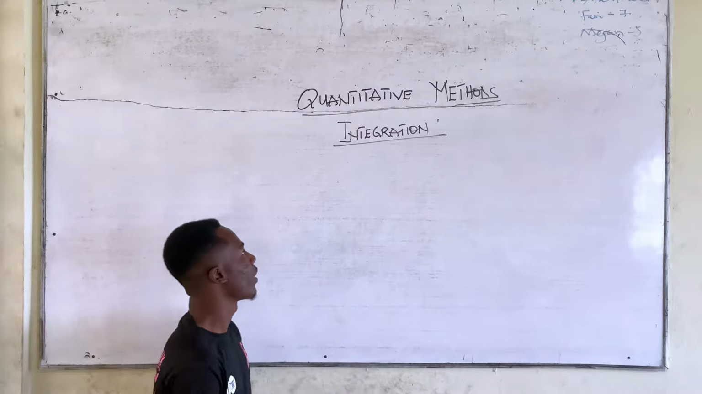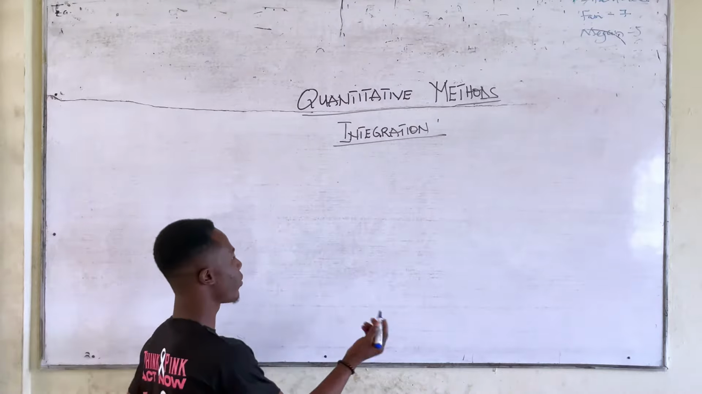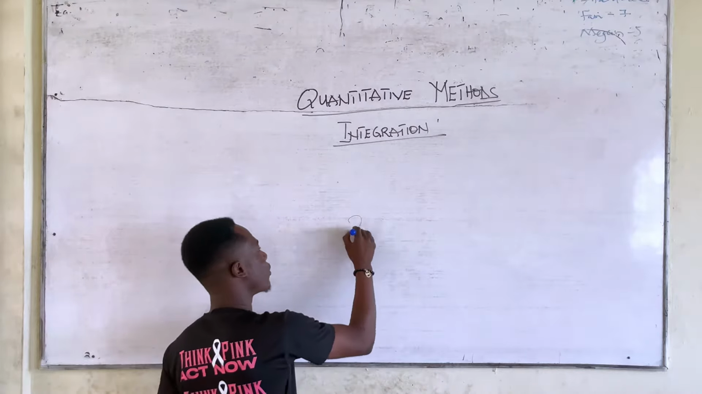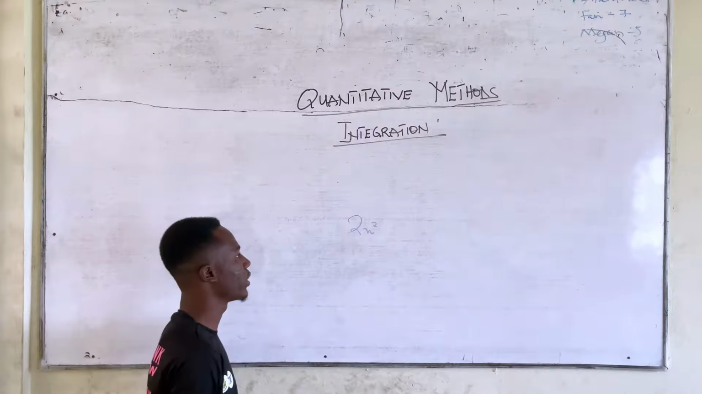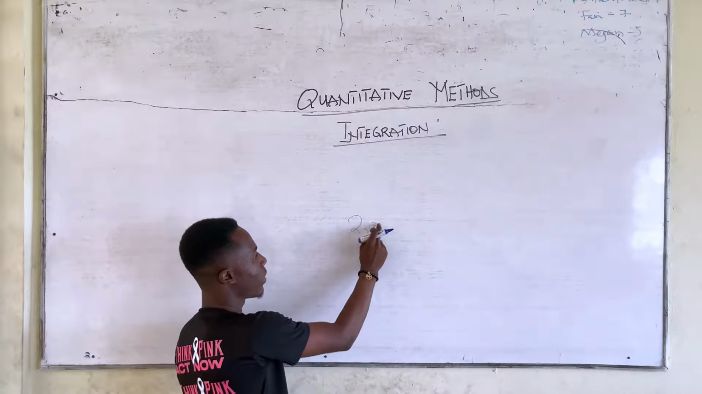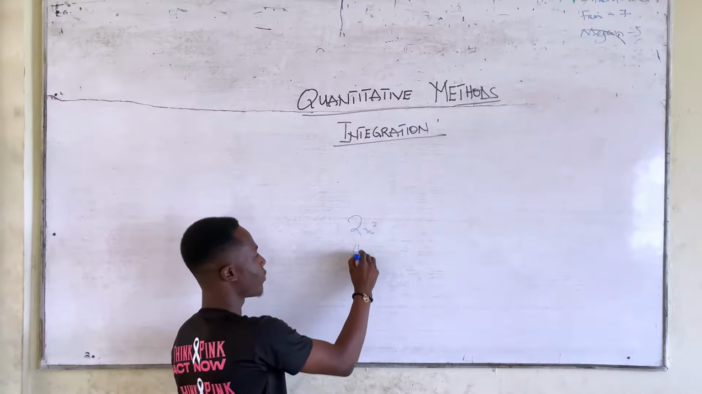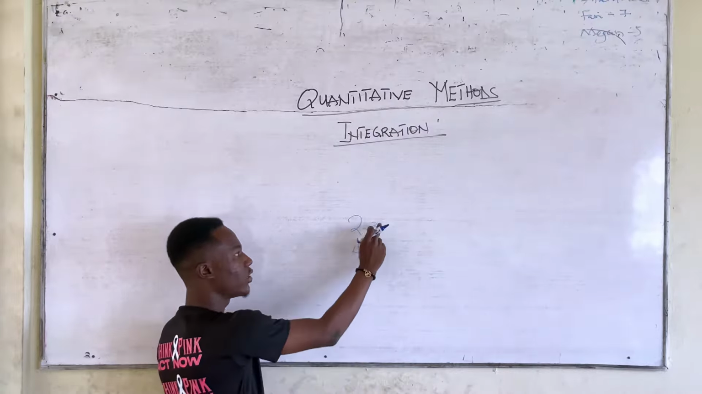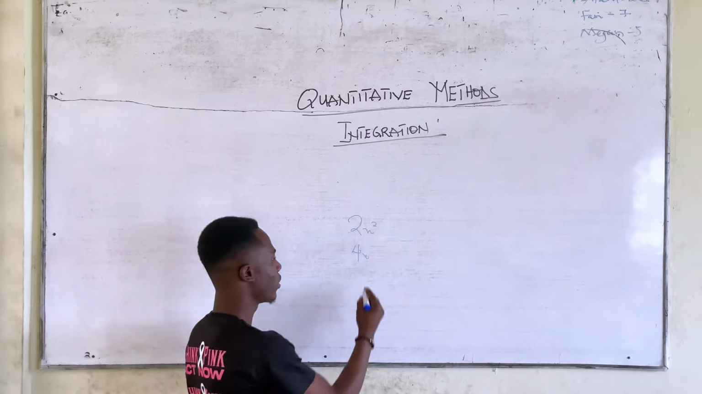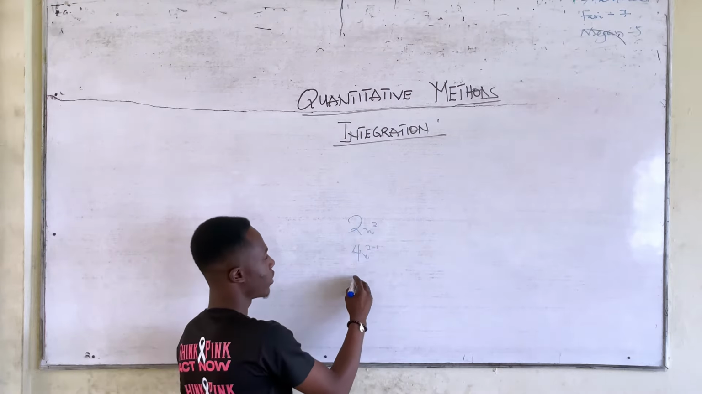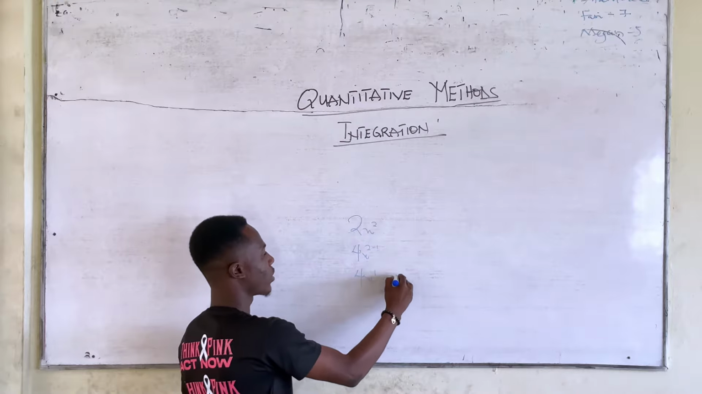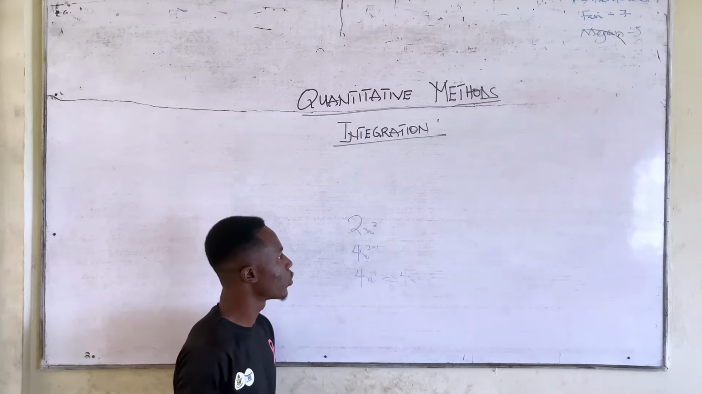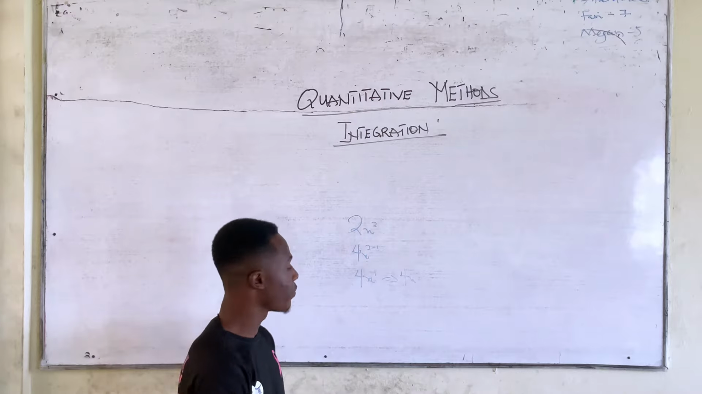Under differentiation, if you have 2x exponent 2, what we do is we multiply this 2 by the exponent here to get 4x, then you reduce the exponent by 1. So you have 2 minus 1. Your final answer will be 4x exponent 1, or you can say 4x. So that is what we did under differentiation.